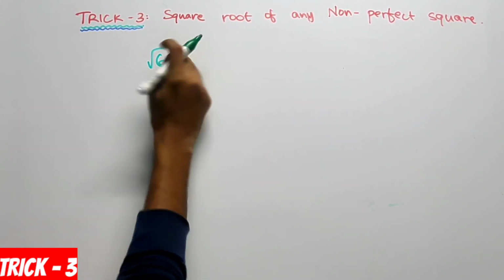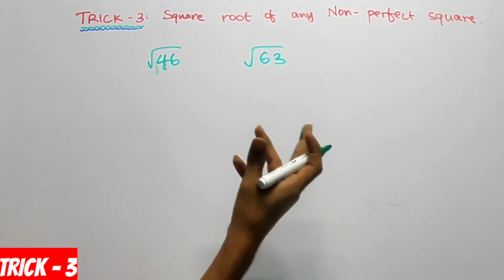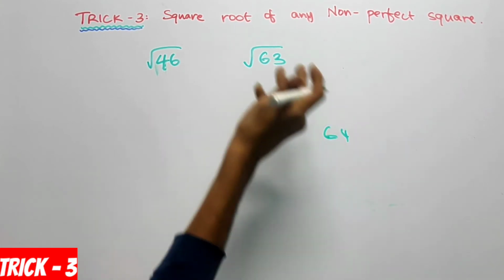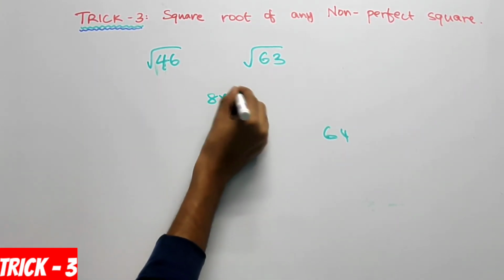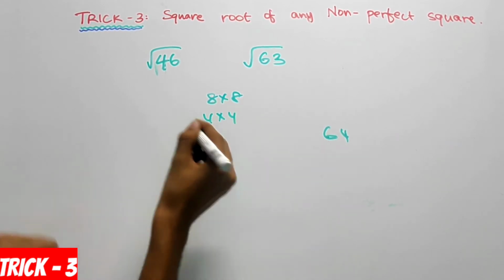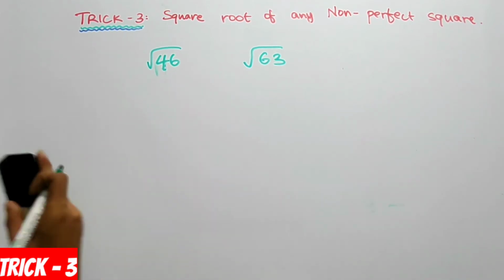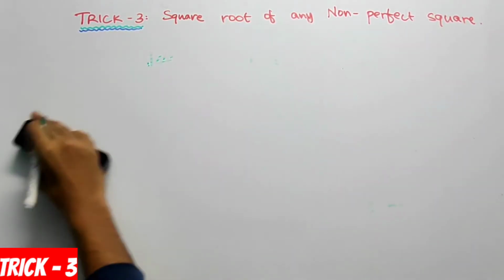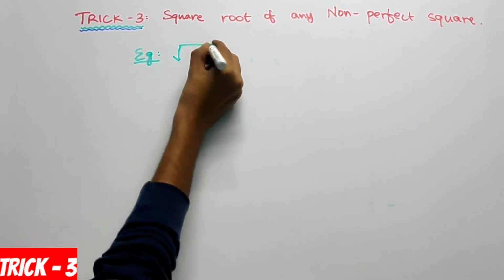Let us take an example. So the numbers 46 as well as the number 63 are examples of non-perfect squares. Well, if you take the example of 64, it is an example of a perfect square. 64 can be written as 8 into 8, but the numbers 63 and 46 can't be written as such. So, these are examples of non-perfect squares, and this trick is only valid for non-perfect squares. Let us take an example and start solving for this trick number 3.